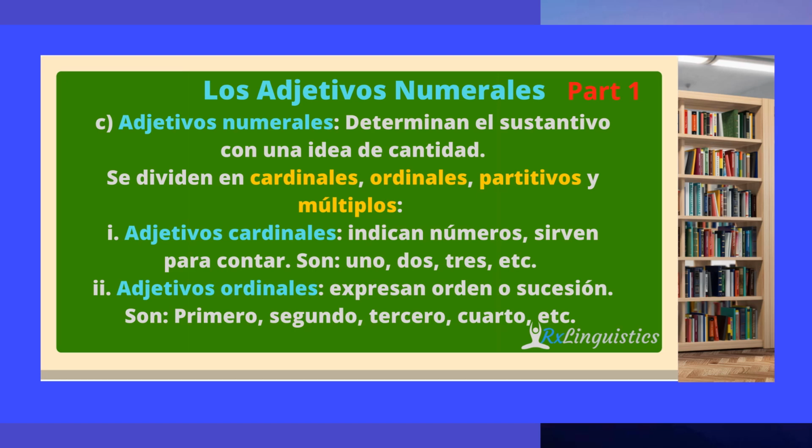1, 2, 3. So uno, dos, tres, those denote quantity. So they are used for counting. Okay, you can count from 1 to 25 million if you need to, or more. Adjetivos ordinales. Those are the ones that are used for ranking or to establish order or a chronology. So you have primero, segundo, tercero, and all that.